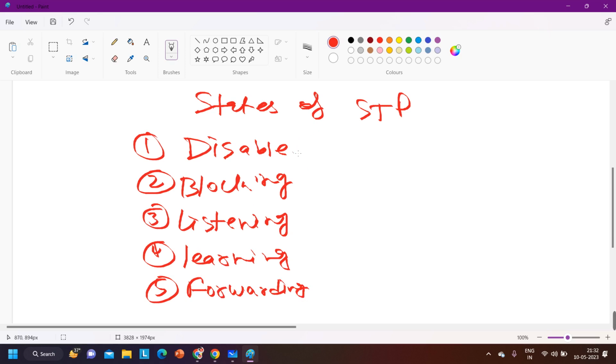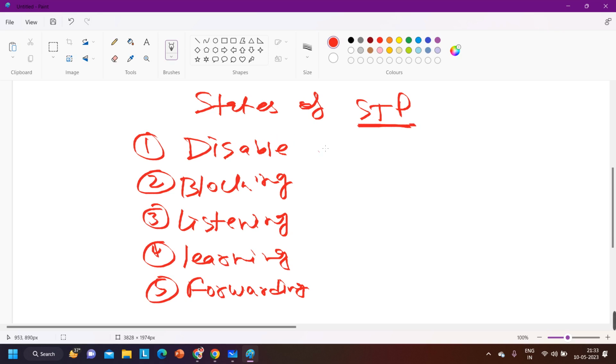A disabled port means your port is shut down, administratively down. So STP state will be disabled on that port. If your port is no shutdown, that means STP is enabled and the state will never be disabled. Another scenario where a state can be disabled is error disable, but that is different, not STP disable. I'm talking about the disable state of spanning tree protocol.